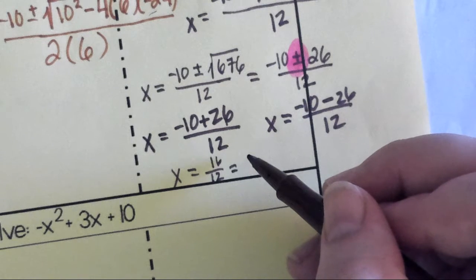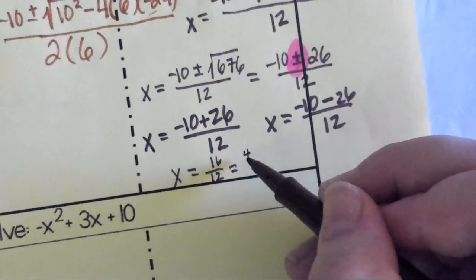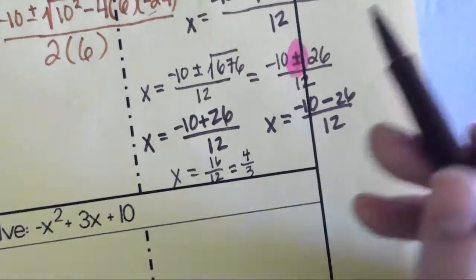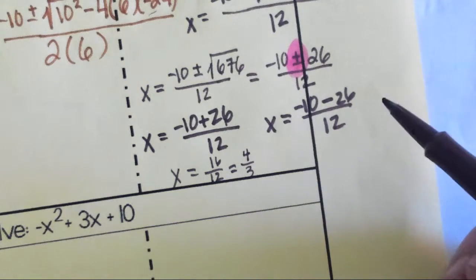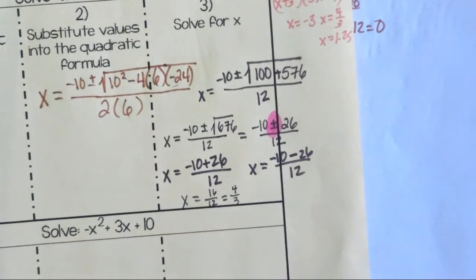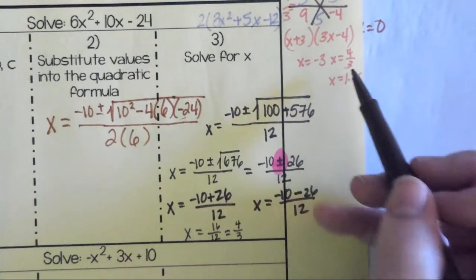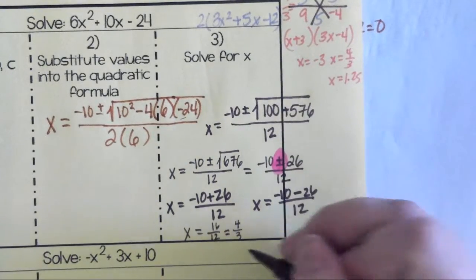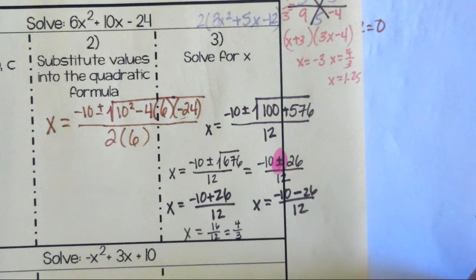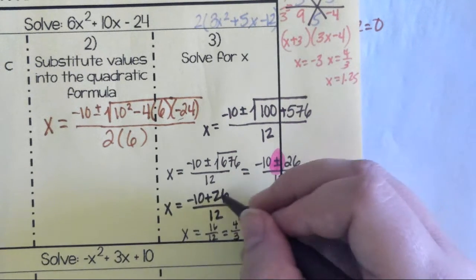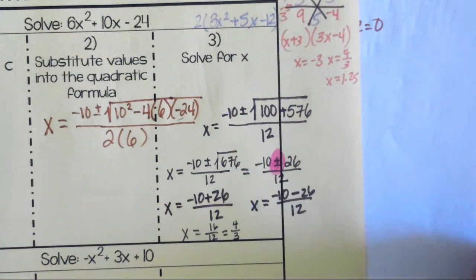Reduce the fraction for me. 4/3. Hey, isn't that what we got before when we factored it? That's what I have. I have 4/3. Wait, huh? I'm sorry, what? 16 over 12 reduces to 4/3. Reduce your fraction. Wait, where did we get that? That's what I'm making. 26 minus 10 is 16, and then over 12 because there's 12 in the denominator.